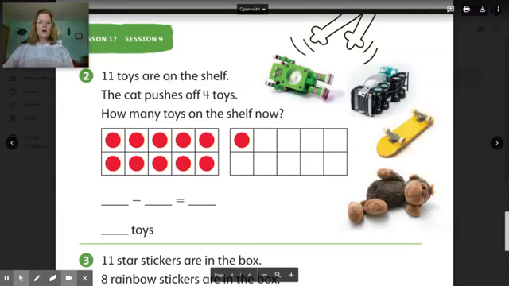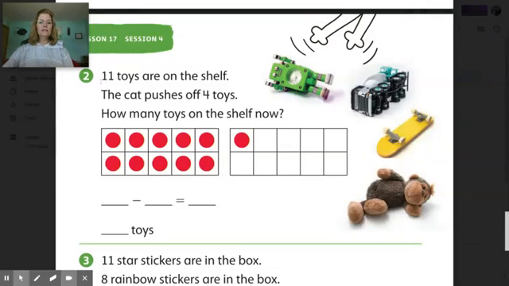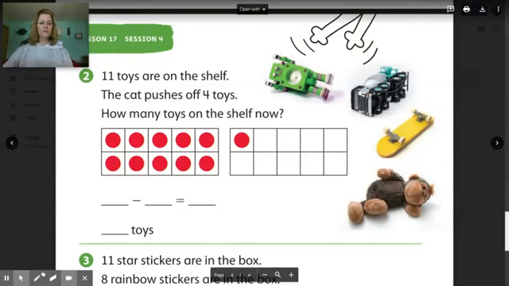11 toys are on the shelf. The cat pushes off 4 toys. How many toys are on the shelf now? One more time. 11 toys are on the shelf. The cat pushes off 4 toys. He's being a little stinker. He pushes off 4 toys.